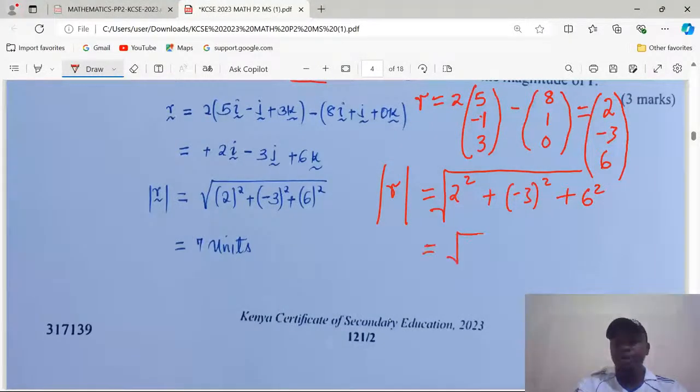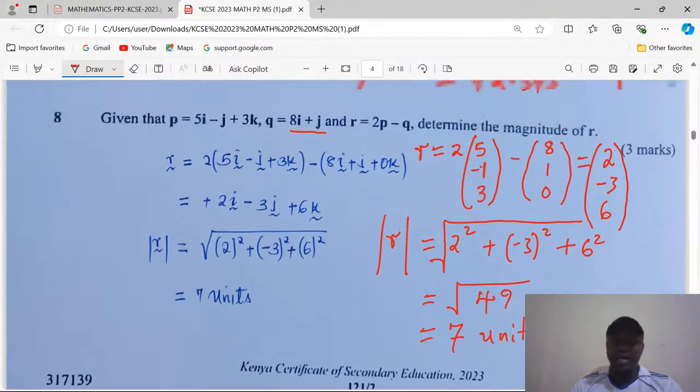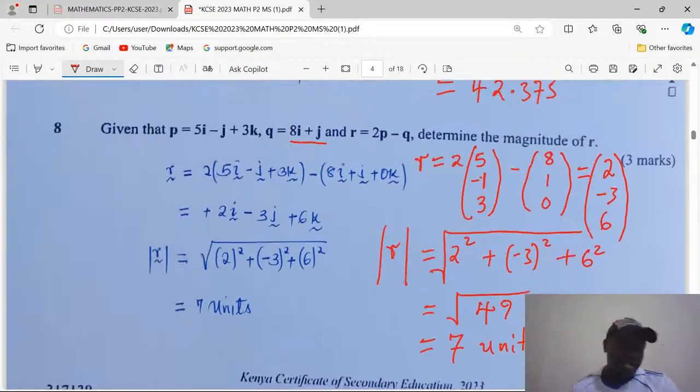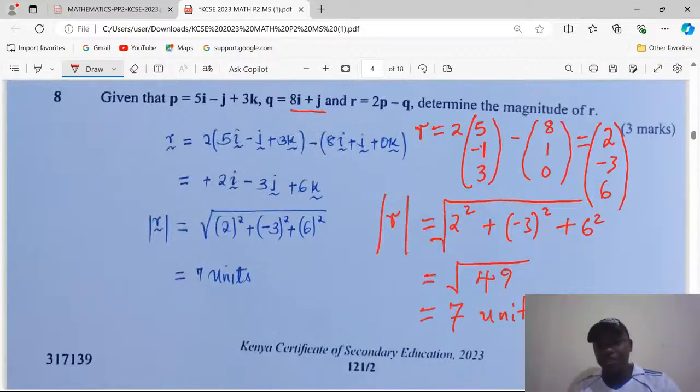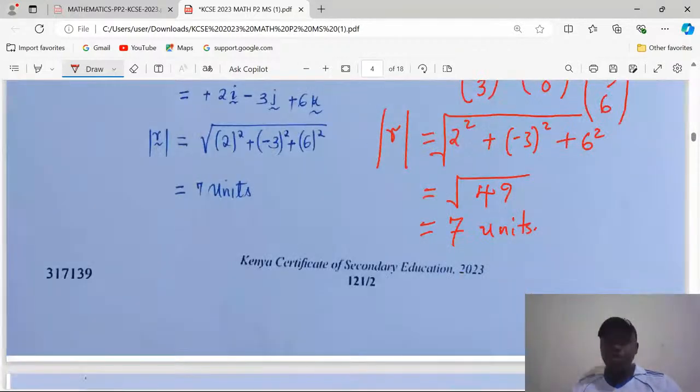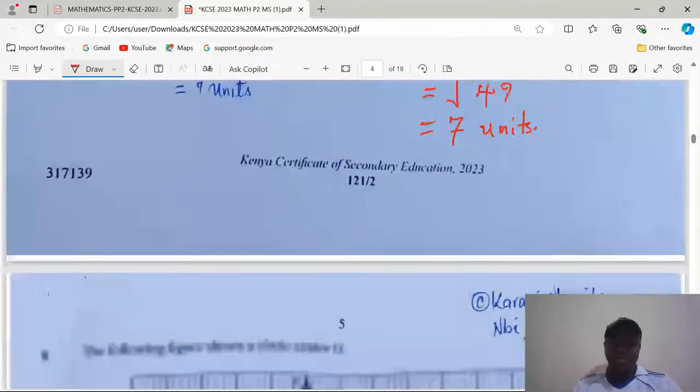The square of 2 is 4, -3 squared is 9, and 6 squared is 36. This gives us exactly 49. So when we obtain the square root now, we're going to get exactly 7 units. This is the length, or rather the vector's magnitude. The magnitude of a vector can also be called the modulus of the vector.